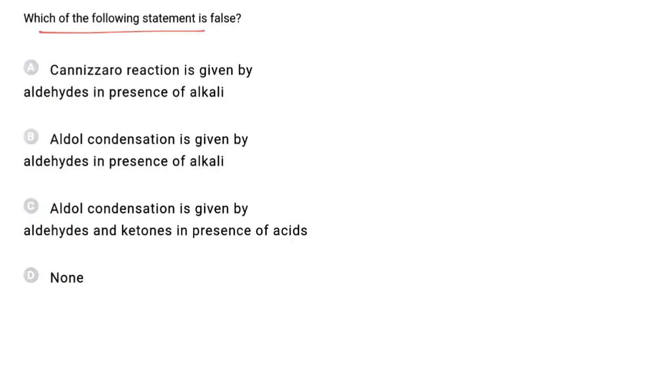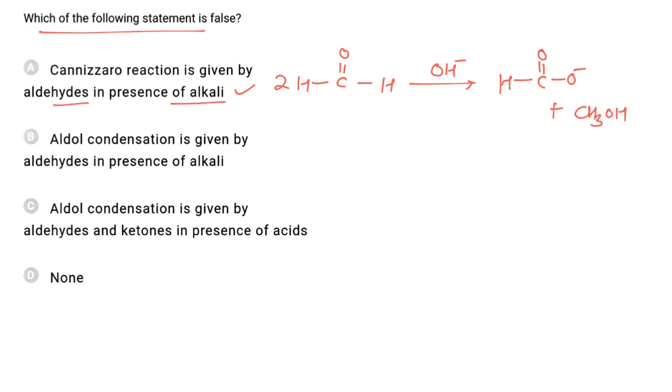Which of the following statements is false? Cannizzaro reaction is given by aldehyde in presence of alkali. Now this is correct. For example, if we have formaldehyde and it is treated with alkali, OH negative, then it will give 1 equivalent of acid and 1 equivalent of alcohol. So aldehyde gives Cannizzaro reaction.